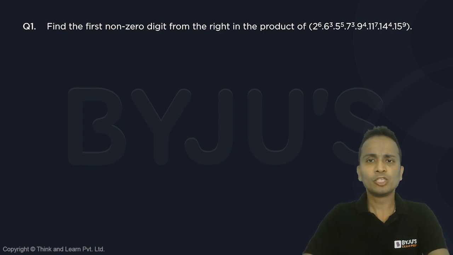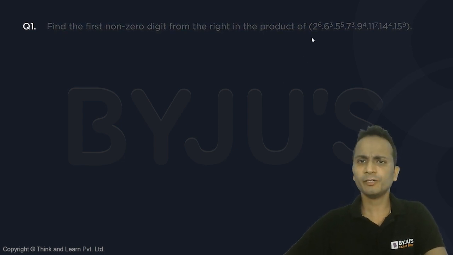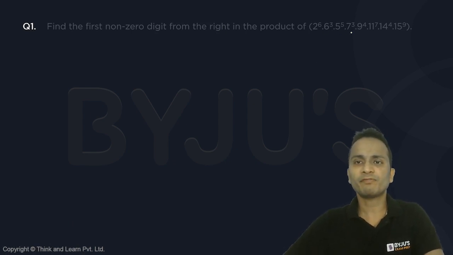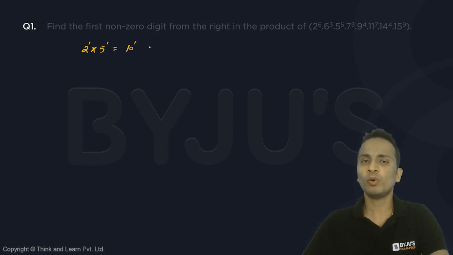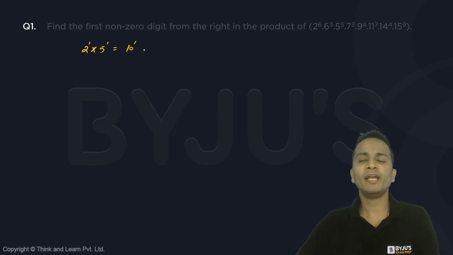remaining. Okay. So if I look at the solution here, this number is 2 raised to the power 6, 6 raised to the power 3, 5 raised to the power 5, 7 cube, 9 raised to the power 4, 11 raised to the power 7, 14 raised to the power 4, and 15 raised to the power 9. Now, 1 0 at the end will occur if I multiply 2 and 5. So 2 raised to the power 1 multiplied by 5 raised to the power 1 will give me 10 raised to the power 1, and the number will end with 1 0.